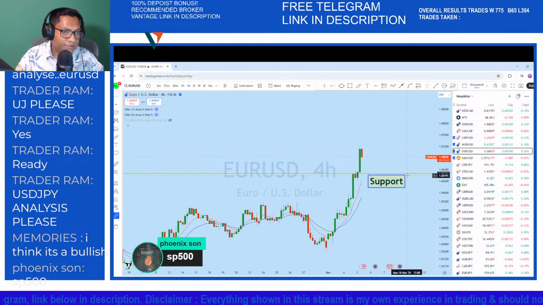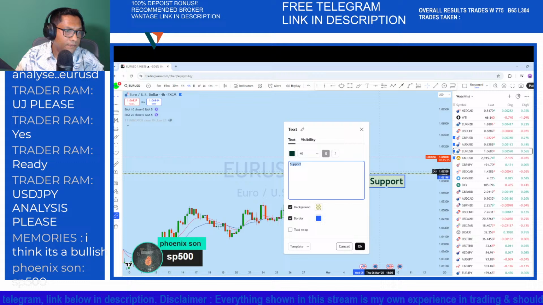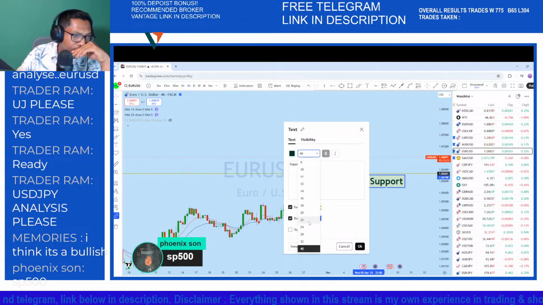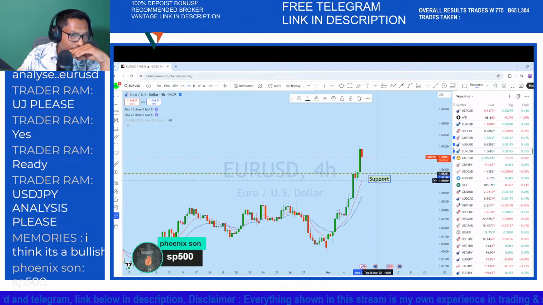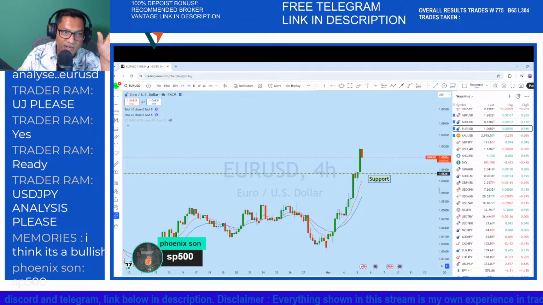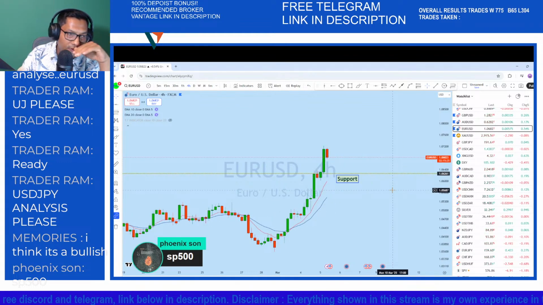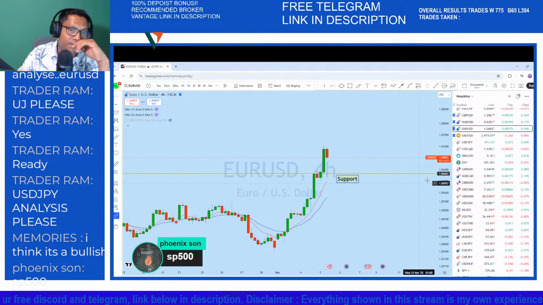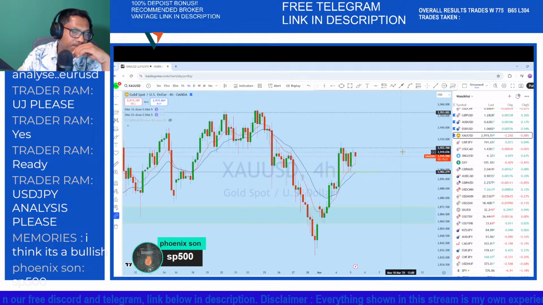Okay, so here is... okay, now we will be leaving it there. Once we see the market has given us the hand, then we will be entering into the trade because this is daily support. Now let's go back to XAUSD.